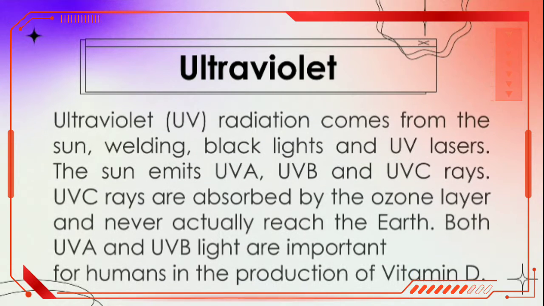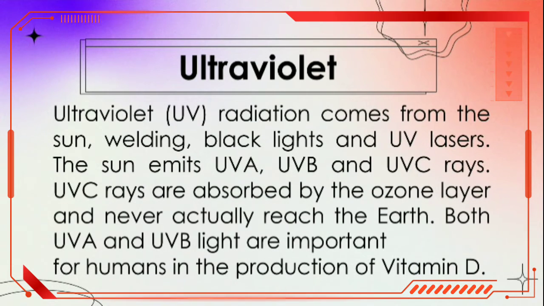Let's move on to the different examples of non-ionizing radiation, and let's start with the ultraviolet. So ultraviolet or UV radiation comes from the sun, welding, black lights, and UV lasers. The sun emits UVA, UVB, and UVC rays. UVC rays are absorbed by the ozone layer and never actually reach the Earth.